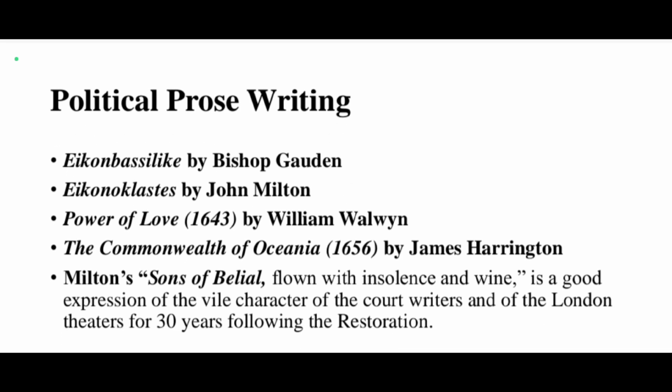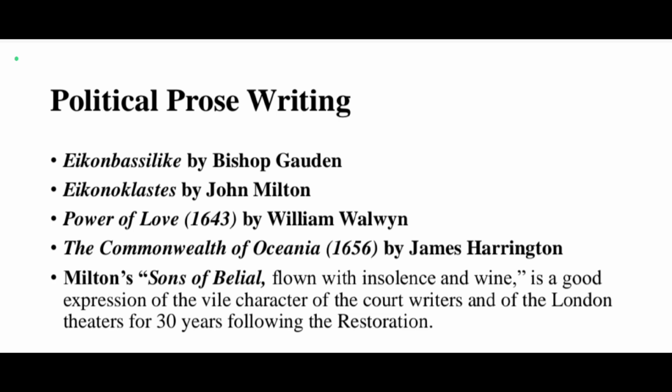Now we will discuss political prose writing. So first of all we have Eikon Basilike by Bishop Gauden, and then John Milton replied to this by writing Eikonoklastes. And next we have Power of Love, which was published in 1643 by William Congreve. And next we have The Commonwealth of Oceana, published in 1656 by James Harrington.